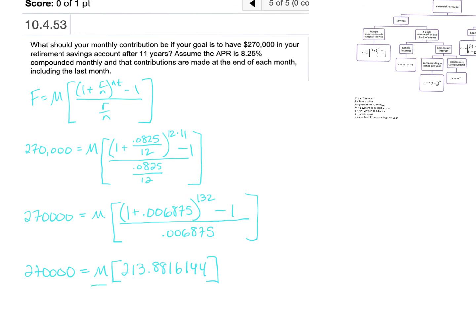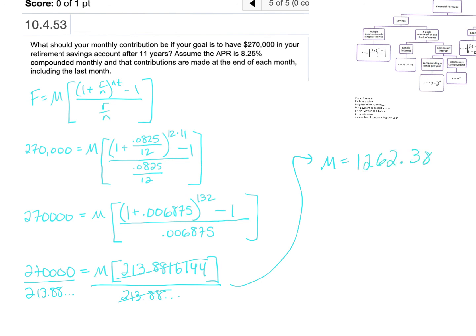Okay, so next I'm going to divide both sides by this 213 number. Okay, so on the right, those cancel and we get M. And on the left, we do 270,000 divided by the 213 number. And I get 1,262.38. So your monthly contribution would have to be $1,262.38.